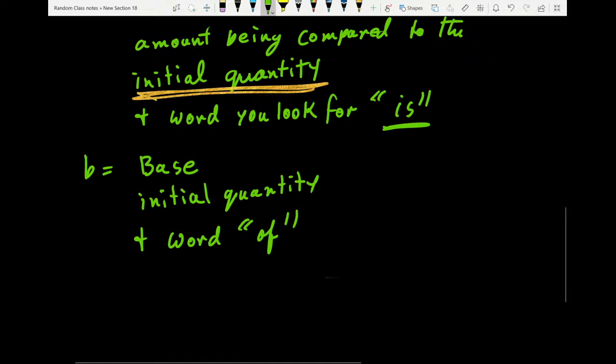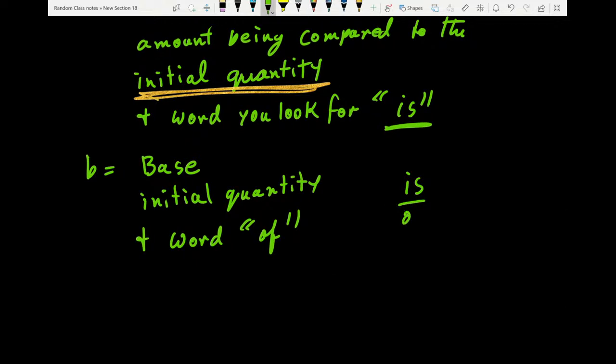Some of you guys have seen this, like what is it? Is over of over percent over 100. If you know it, you could use it. You don't have to use it. It's just more tools for you.